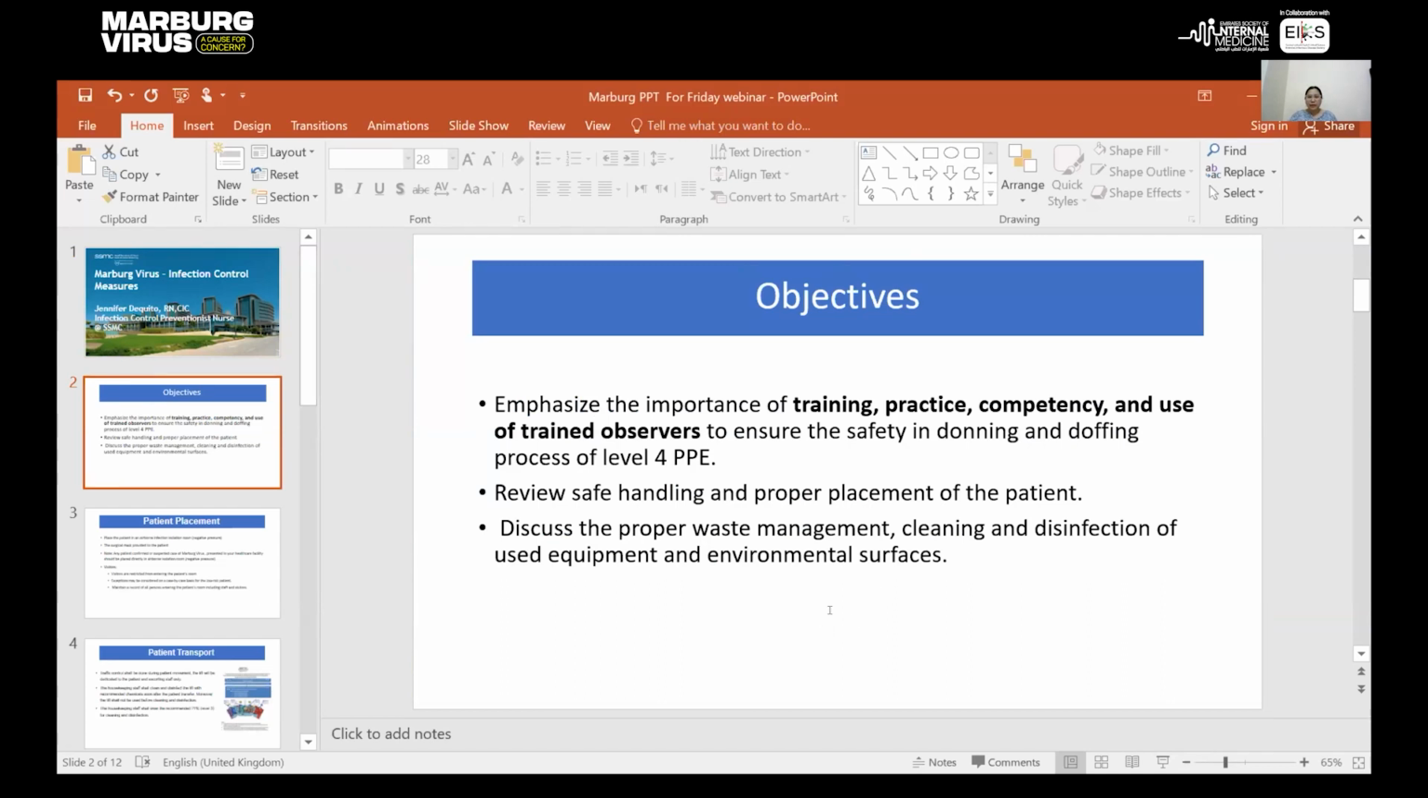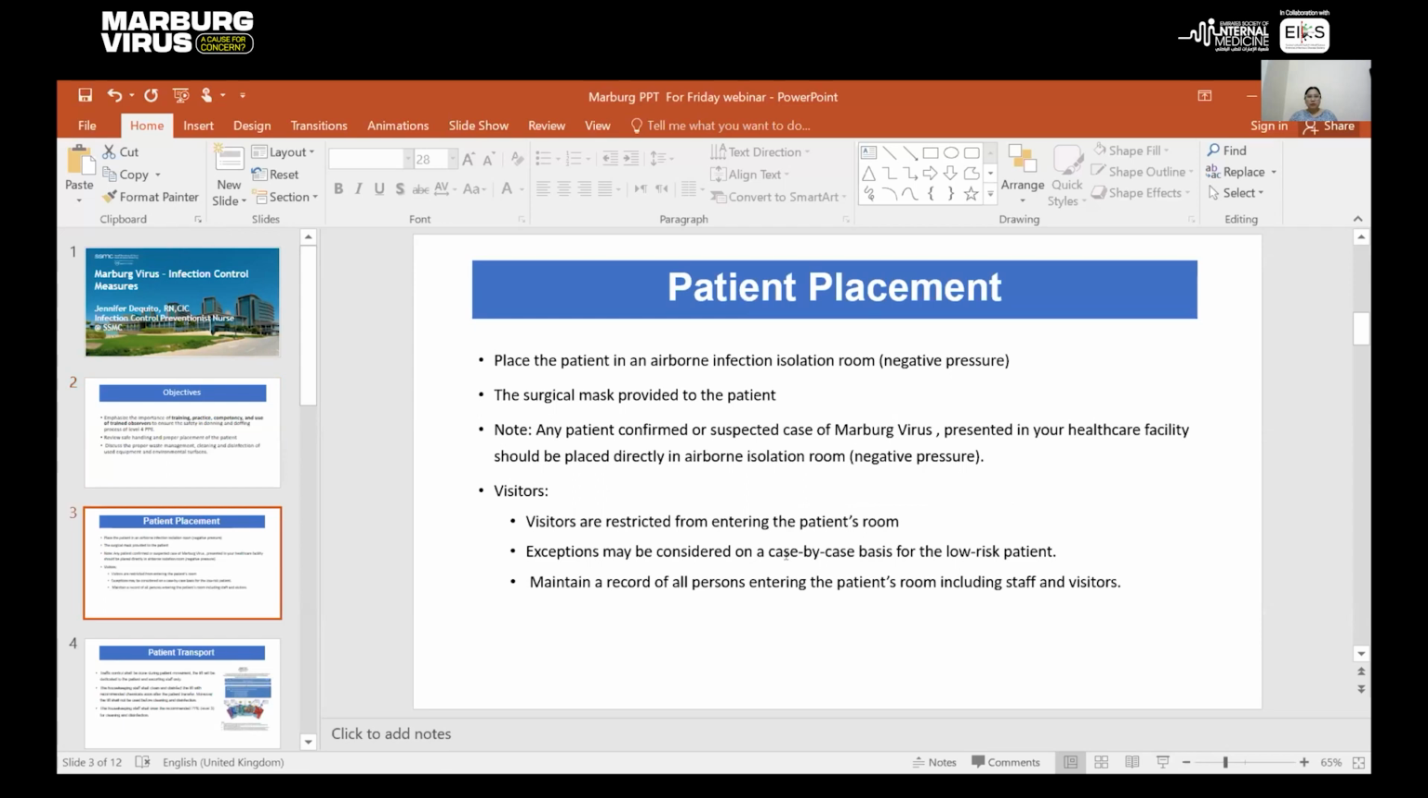Review safe handling and proper placement of the patient. Discuss the proper waste management, cleaning and disinfection of used equipment, and environmental services. So we are placing the patient in airborne isolation room. So we have to make sure that the patient will wear the surgical mask.